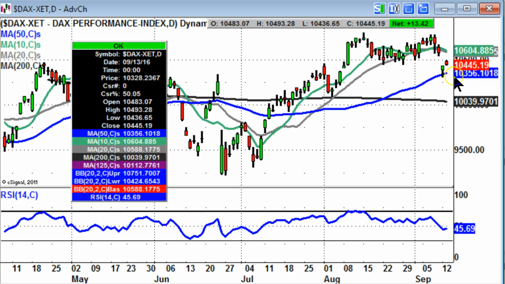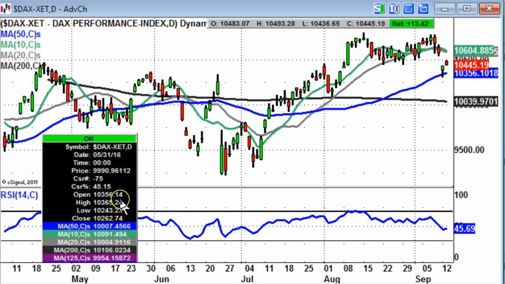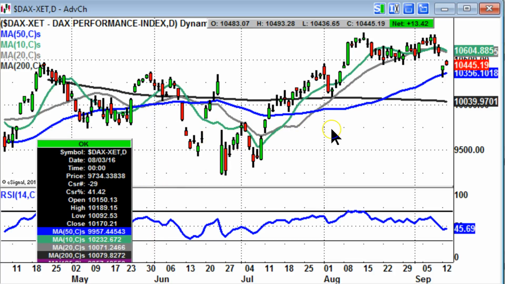Initial support here again at the 50-day moving average of 10,356, but only an end of day close back below that would confirm that we're topping out here on the DAX and looking for a move back down towards the floor of this rather wide range that we've had, say 9,500 to 10,500 over the last few months.